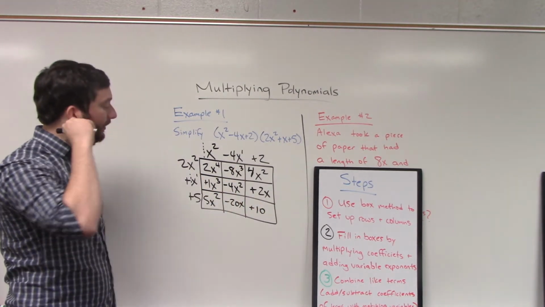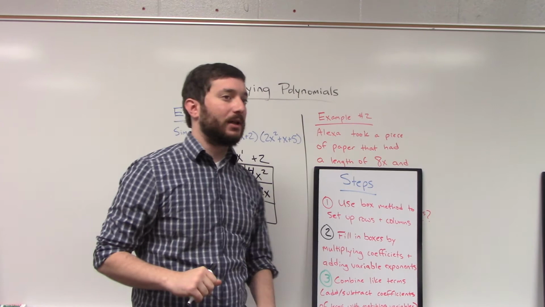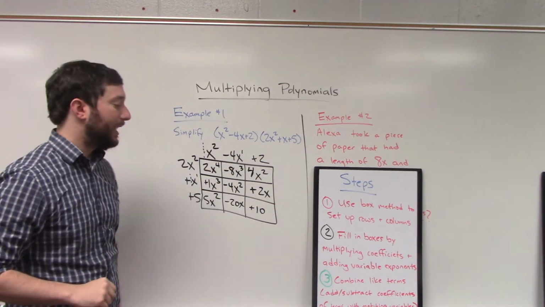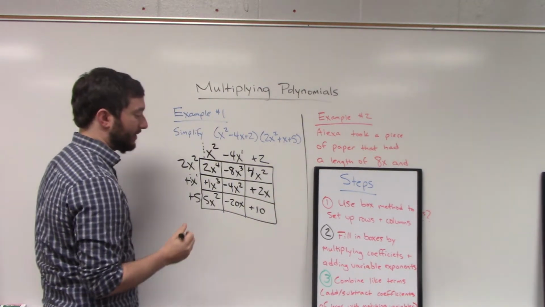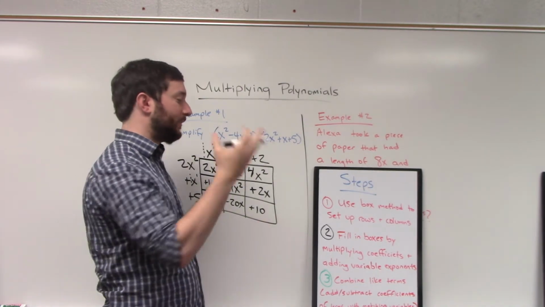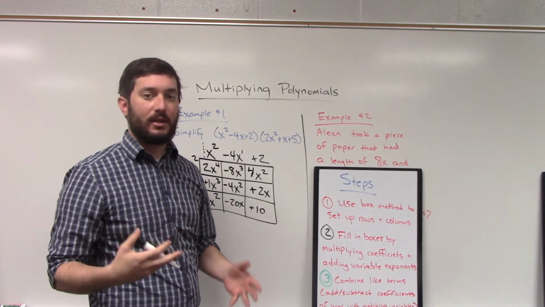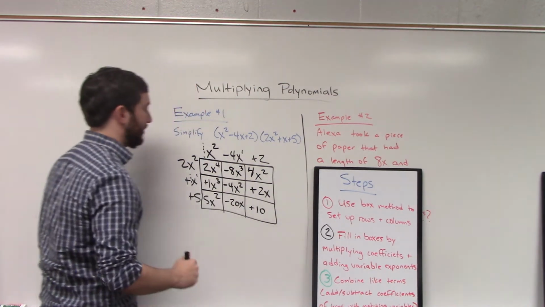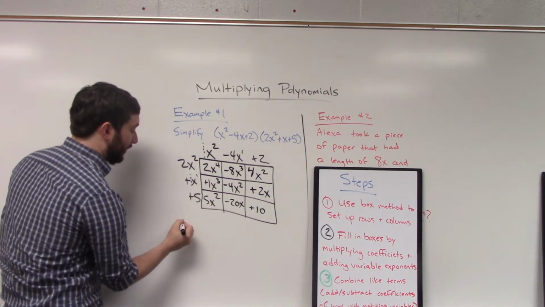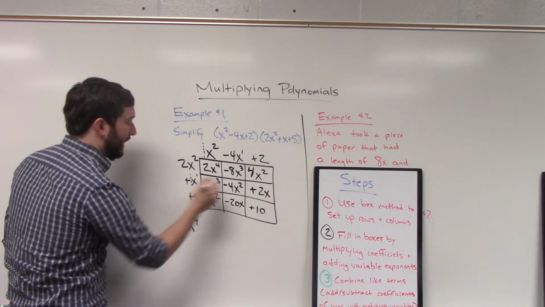Okay. So we filled in our boxes, and that's going to lead to our last step for polynomial multiplication, and we're going to combine like terms. And the way that we do that, once again, as we saw in our last video, add or subtract the coefficients of the terms that have matching variables, and you match them according to their exponents. So in this case, 2x to the 4th doesn't match with anything else in our box.